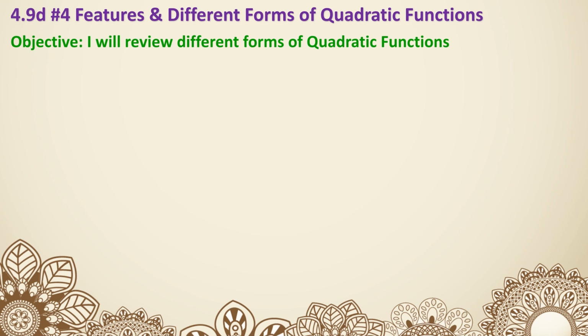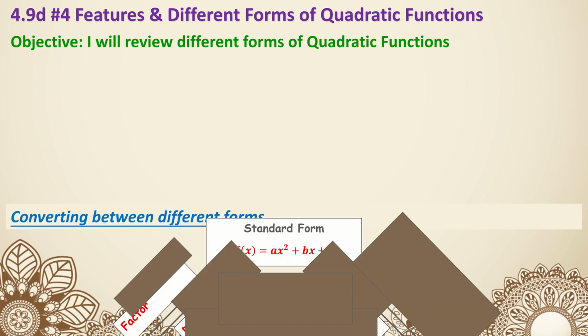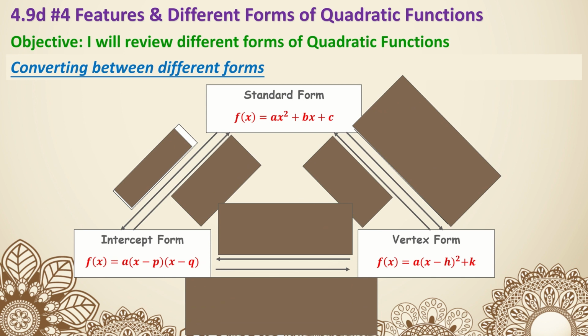In this lesson, we are going to review the features and different forms of quadratic functions that we have learned. So first, here's a little diagram to show us how to convert between different forms. We have learned three different forms: standard form, which is f of x equals ax squared plus bx plus c, no parentheses, it's just a standard form in order.